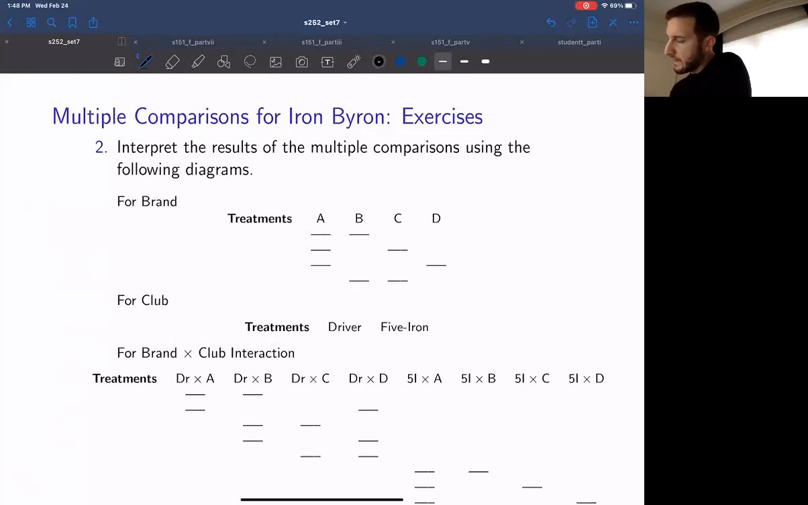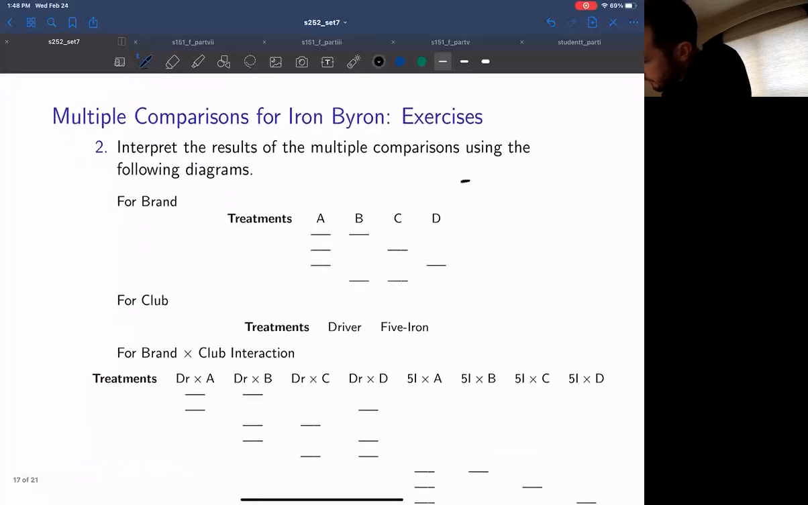Okay, so in this diagram, every brand that's connected by a line indicates no difference. We can see here that golf ball brand A is not different from golf ball brand B, C, or D. So there's no evidence of a difference in the distance the ball traveled for brand A compared to the other brands. We can also see that golf ball brand B and golf ball brand C are the same as well.